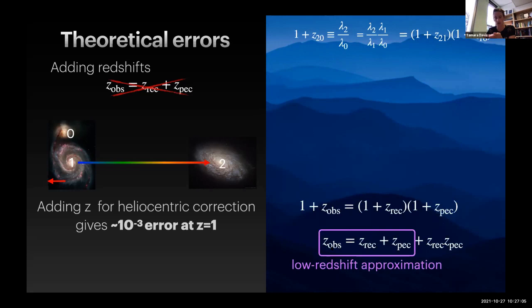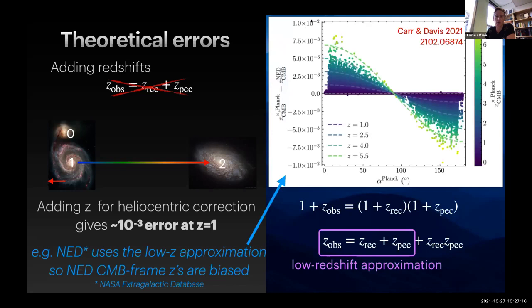This is from Anthony's paper. You can see this plot where the lines are the error that you would make if you use the additive correction. This was just a plot showing that yes, NED makes this additive correction, and this in particular is for doing the heliocentric to CMB correction. So if you're converting to the CMB frame, then you see this. And this gives a 10⁻³ error at a redshift of 1. So this can cause some issues.